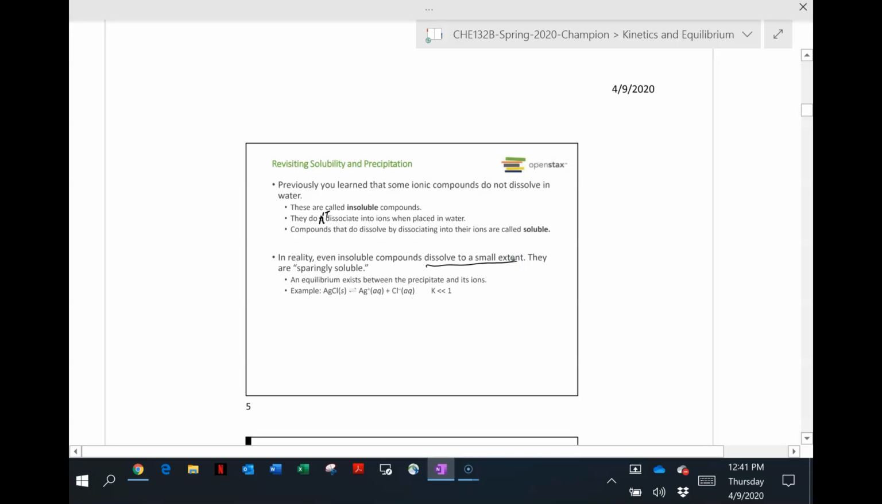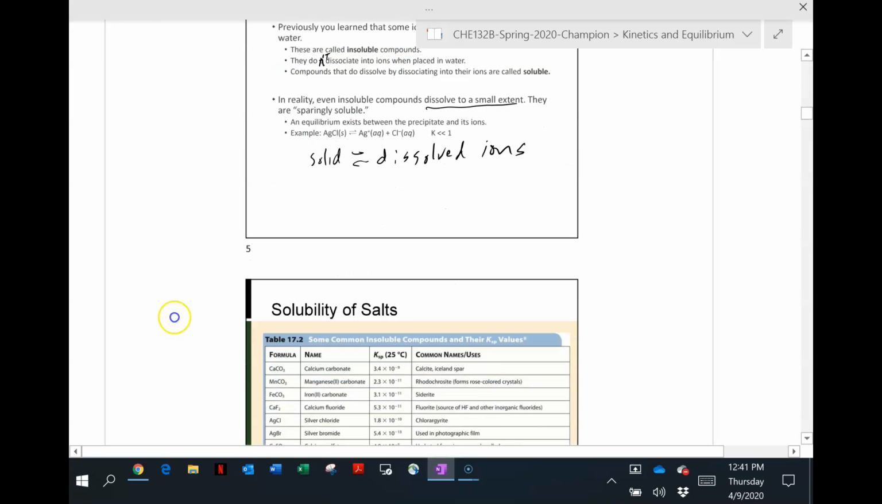They're sparingly soluble, and it's an equilibrium, and this is an example of a solubility equilibrium where you have a solid and an equilibrium set up to the dissolved ions, and obviously the solid is the more common form for things that we say are insoluble, which is why they say that the K for this is much, much less than 1.